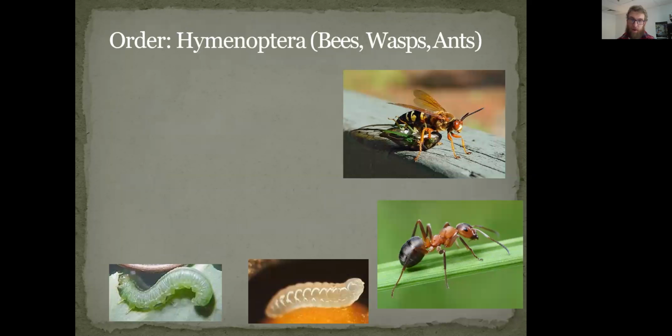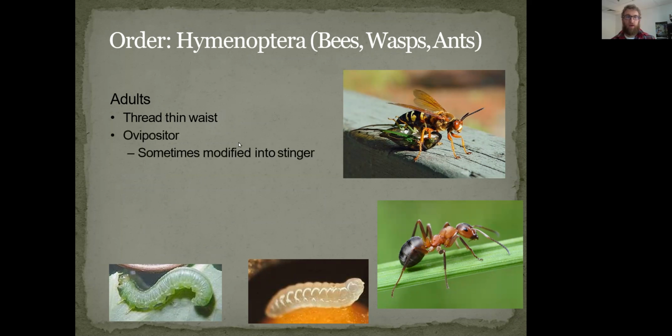Now order Hymenoptera. This is a pretty diverse order as well. It's got the bees, wasps, ants, sawflies. Now the adults, they've got that thin waist. You can see it in the ants, the wasps, and the bees. And they all have an ovipositor, even the non-breeders, which is sometimes modified into a stinger. Obviously, only females sting, but that's most of Hymenoptera. There aren't a lot of males.